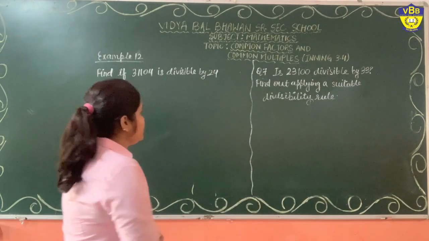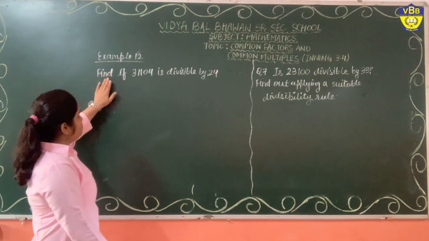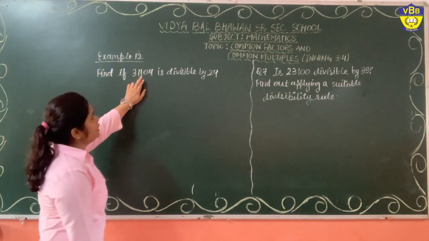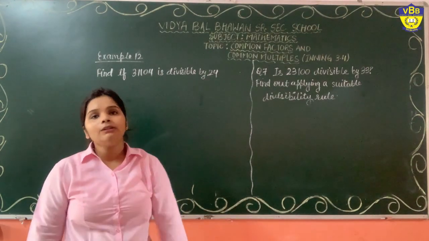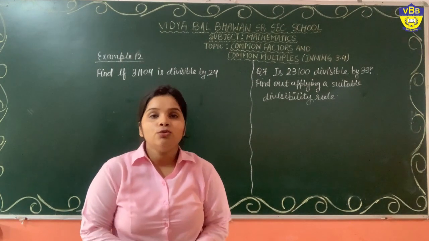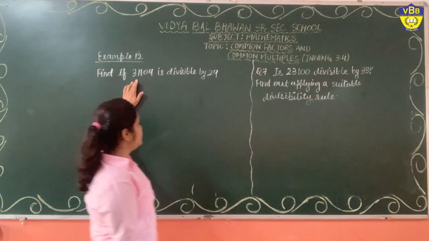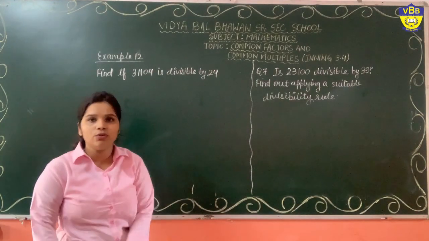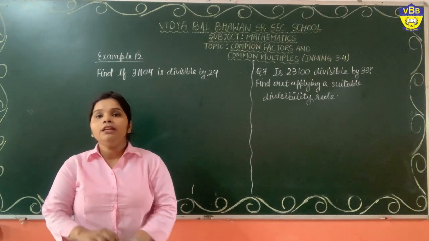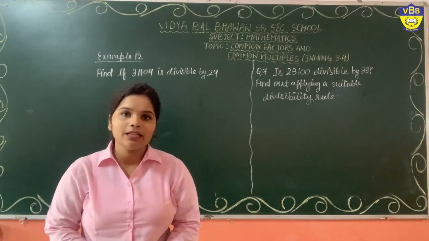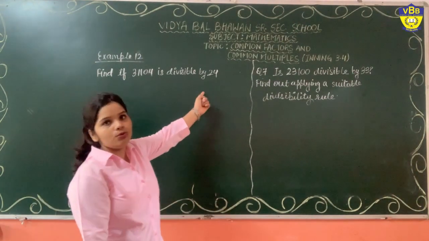The last question: find if 31,104 is divisible by 24 without actually dividing. Basically, using a suitable divisibility rule, you need to check if this number is divisible by 24, yes or no. As we have done in the previous video for the divisibility rules of numbers like 12, 15 and 18, similarly, we will use the same rule here.